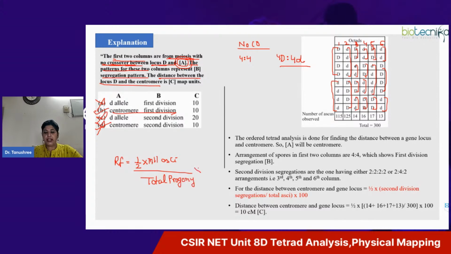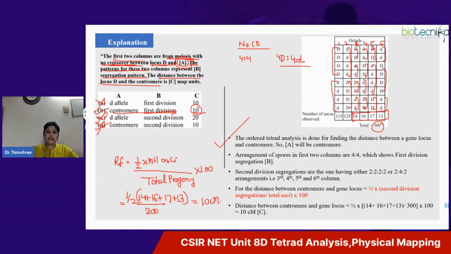So what is your total progeny? It is already mentioned. This is 300, right? So you have 300 here, but what will be half an M2 SK? The M2 segregation pattern is observed when there is a crossing over. So these will be M2 SK and half of them will be non-recombinant, so you multiply it with half. And when you solve it, you will get 10 centimorgan. This further confirms your answer, right? So A here is centromere, B here is first division, and C here is 10 centimorgan.